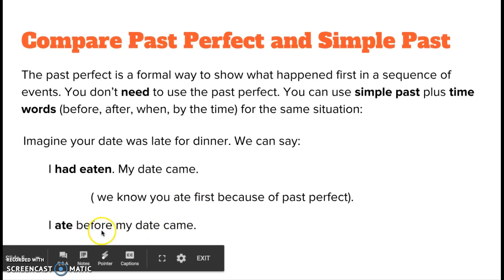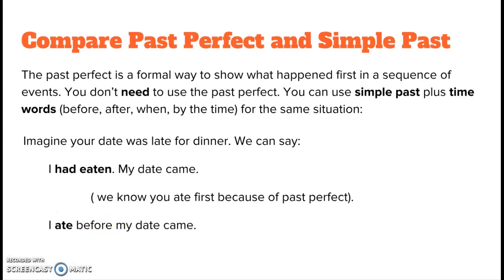So, I ate before my date came. In this case, I can use the simple past because the word before makes everything clear. We know you ate first because of the word before. You might still use the past perfect. You could say, I had eaten before my date came. That is completely correct too, but it's not necessary.